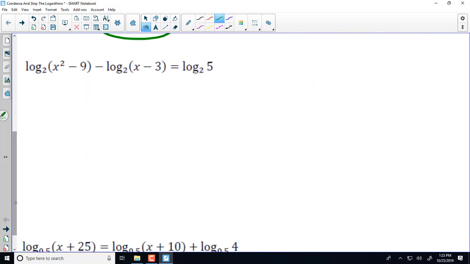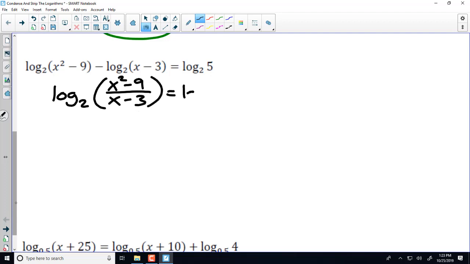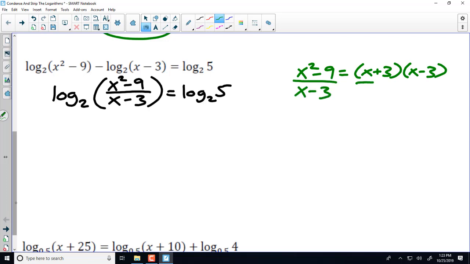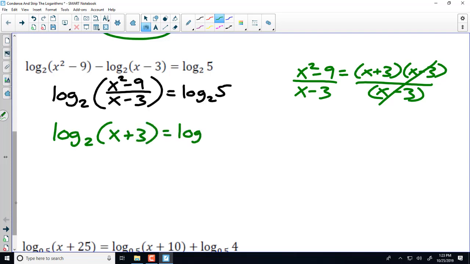We're going to combine these two logarithms on the left into a single logarithm. We can do that because they're both base 2. This is going to be a quotient rule situation. And then before we even strip away the logarithms, I can recognize that x squared minus 9 is the same as (x plus 3) times (x minus 3). So if we've got that over an x minus 3, then the x minus 3's cancel, and this left-hand side is actually just log base 2 of (x plus 3) equals log base 2 of 5 over here.